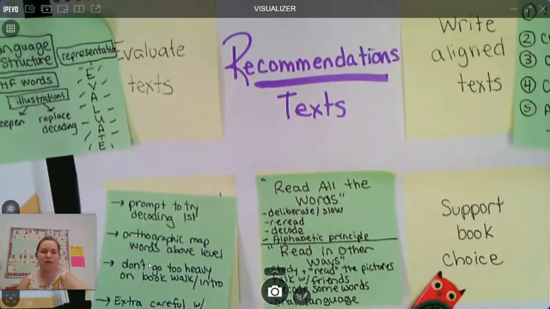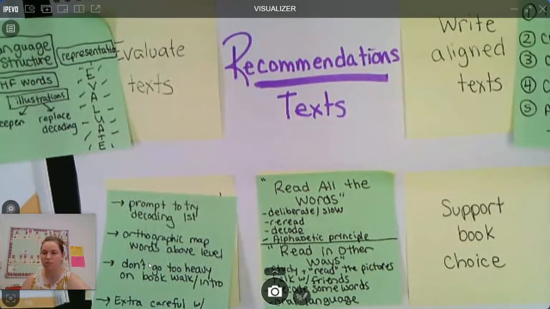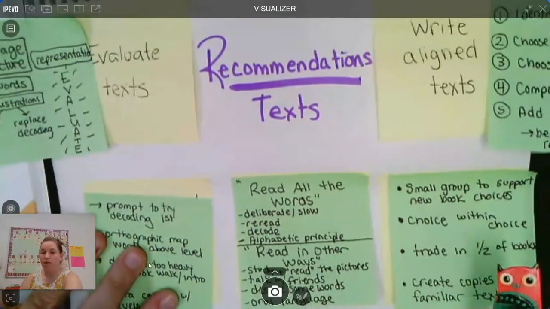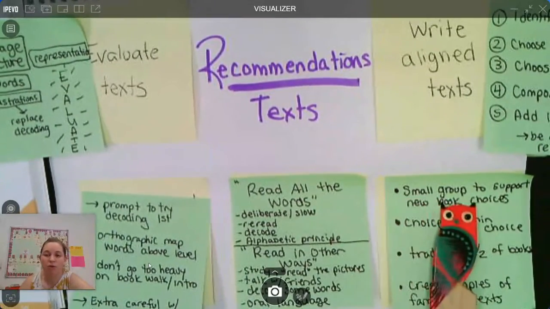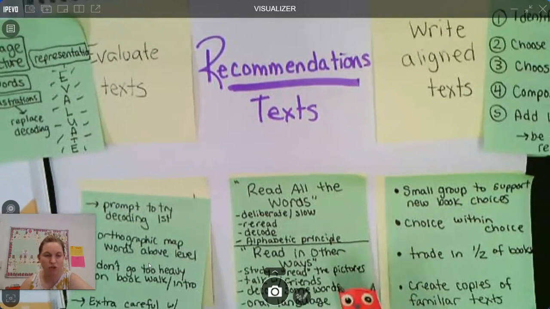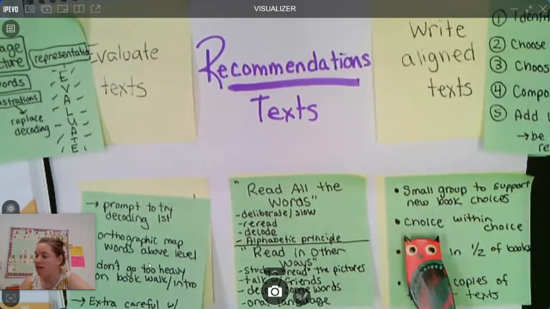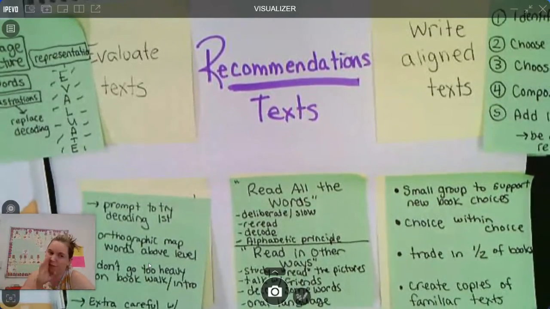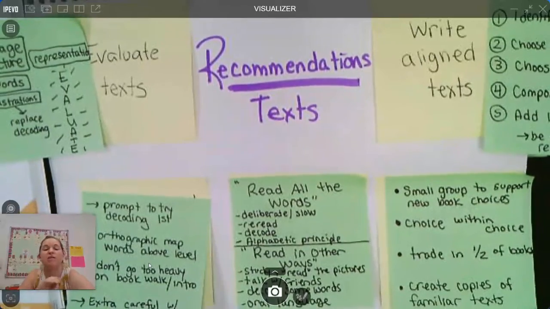And then the last thing, which is something that I know our teachers at our school do a great job with, is supporting book choice. So a couple of ideas, you might have small groups to help support new book choices where you go with them into the library to help make those choices with them every once in a while. Giving them choice within choice, that's always a fun one. Here's 5 books for you that maybe are read all the words books. I need you to have some of these books in your book bag. Which ones look interesting to you?